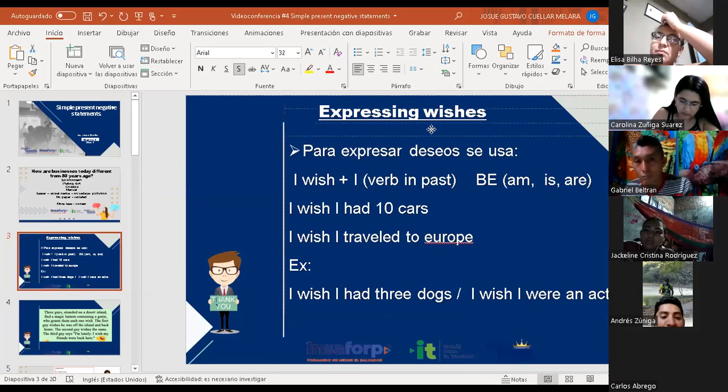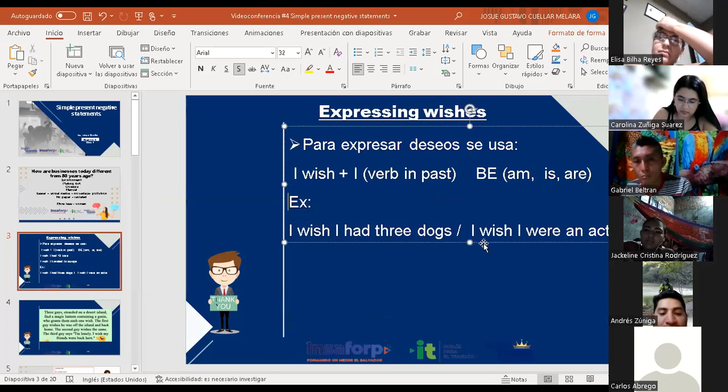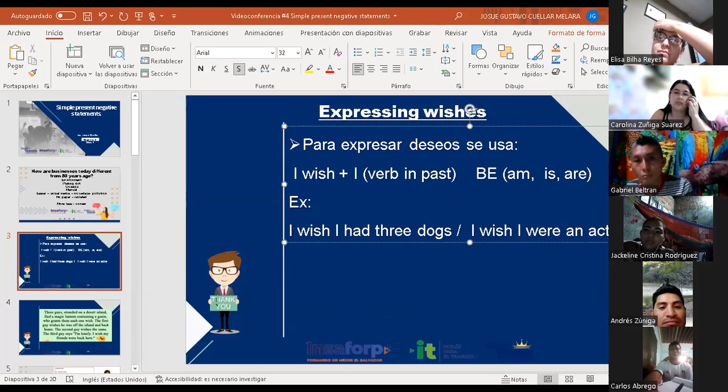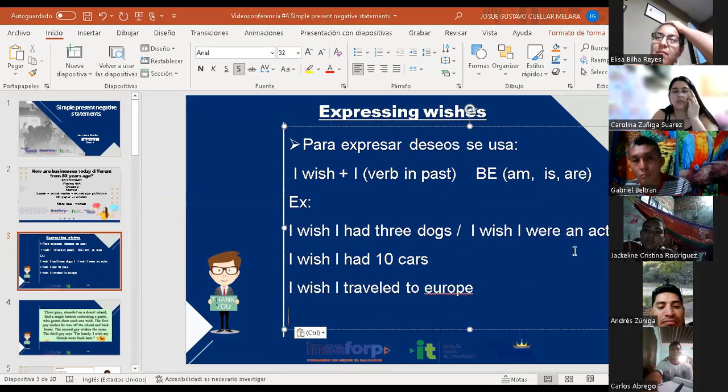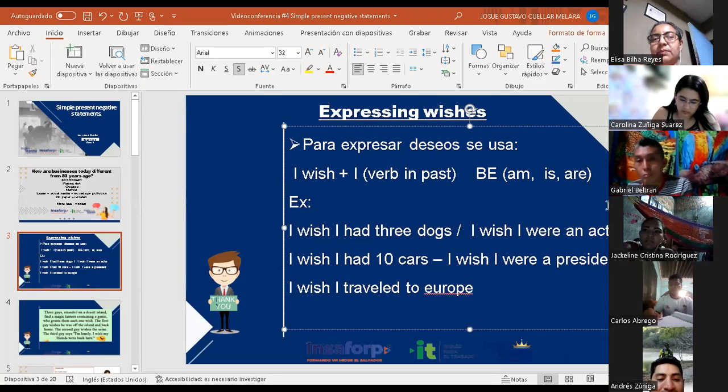Okay, so let's see, maybe you have some ideas. I'm going to give you more verbs. Let's see, voy a dar más verbos que son posibles. Como les decía, el had es bien común. I wish. Okay, and that's it. So I need you to give me some examples using wish, okay? Andres, what about you, Andres? Can you give me some examples about wishes?